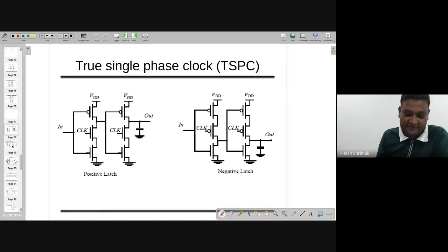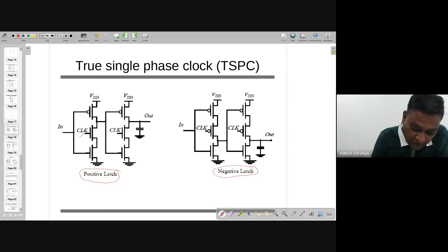In that case, let's assume that I'm making the positive latch and the negative latch with only clock, or maybe you can use a clock bar also if you want to make it the other way around. If you like to use PMOS with the clock bar, it will become negative, right? In this case, this is called the positive latch and this is called the negative latch.